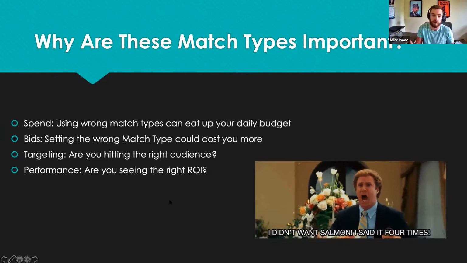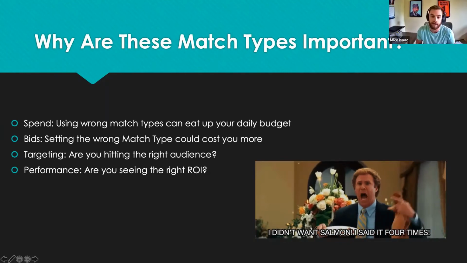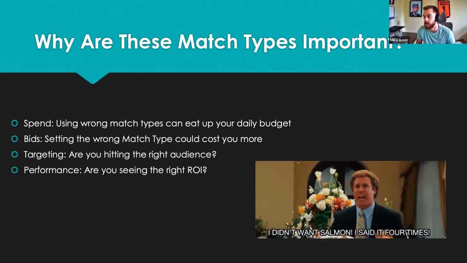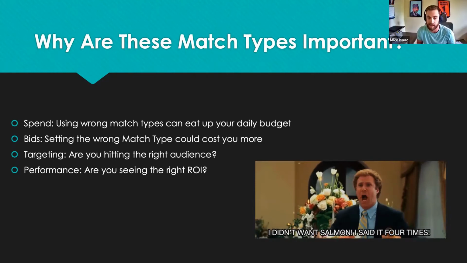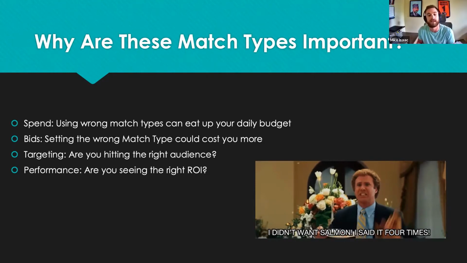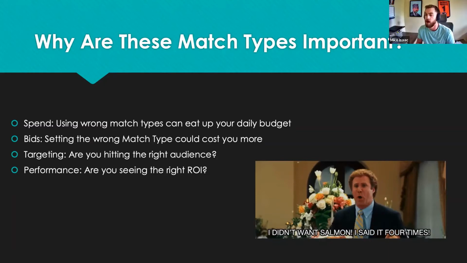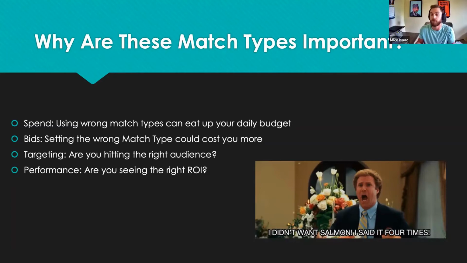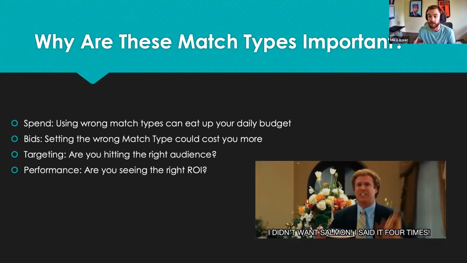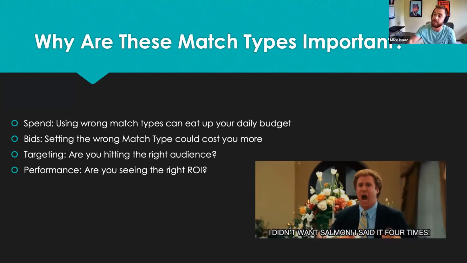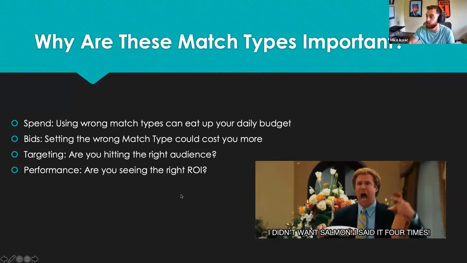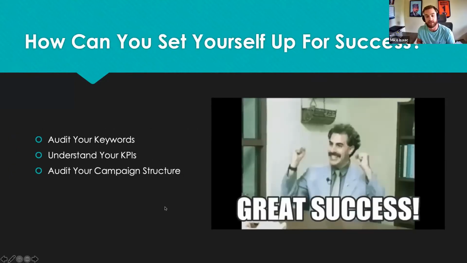And then looking at the performance of it too: are you seeing the right ROI? Another good thing to keep in mind is what your main KPIs are at the end of the day. Is this even the right keyword that you want to target? Are you seeing the right return on investment on those keywords? For example, if it's not converting and it's just eating up a lot of your spend, it's most likely not the right keyword for you. However, it really depends on what your KPIs are, which goes into the next point: how you can set yourself up for success.